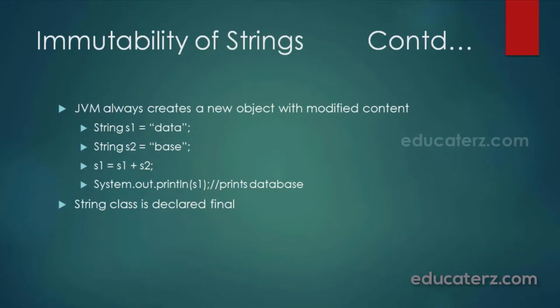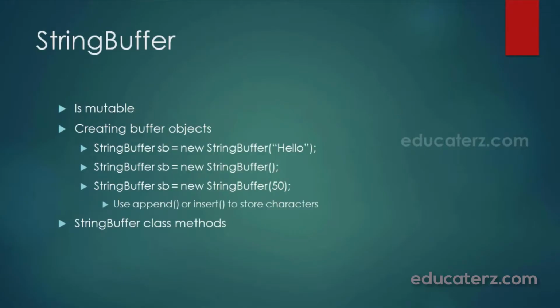Also, there should not be any scope to override those String class methods. This is the reason String class is made a final class. When we say final, the methods of a final class cannot be overridden. So that is the reason String class is declared as final.